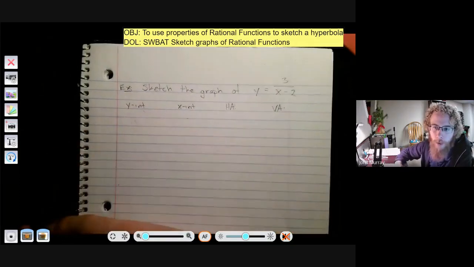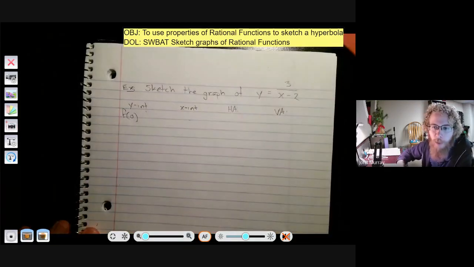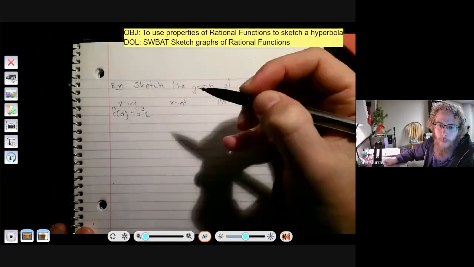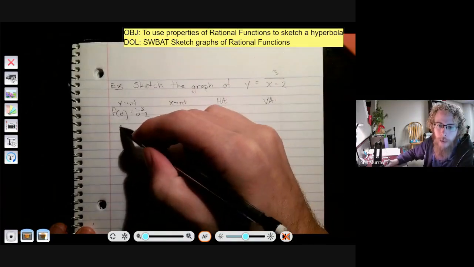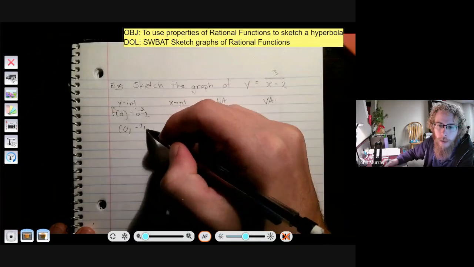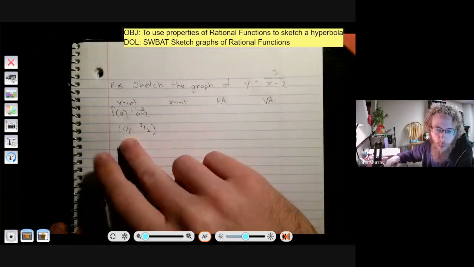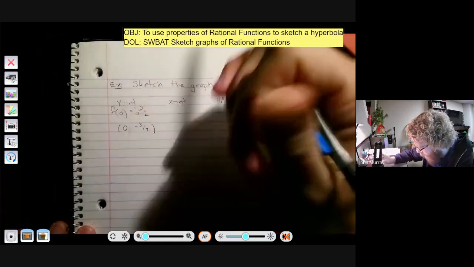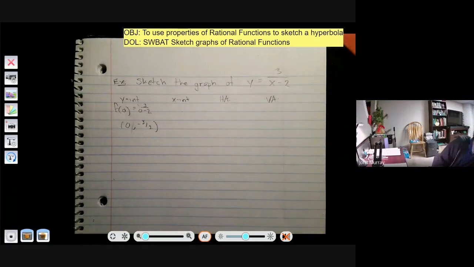Now, the first is your y-intercept. So remember, for the y-intercept, your x equals 0. You plug in 0. There's not much math to do there. The y-intercept is -3/2. So as a coordinate point, that point is going to be (0, -3/2). All right, so pretty straightforward for that.